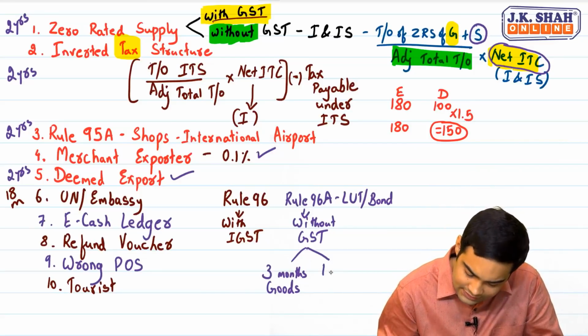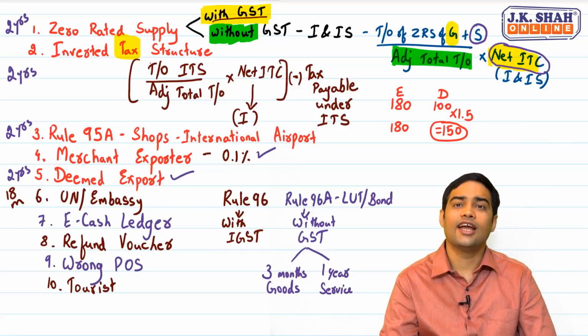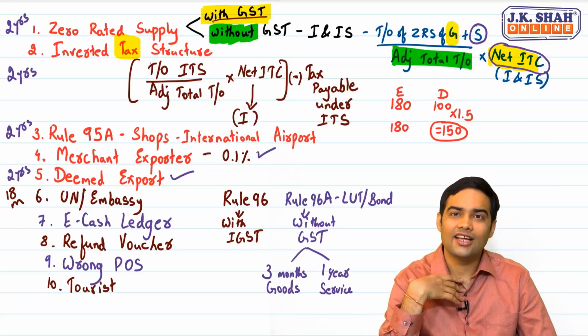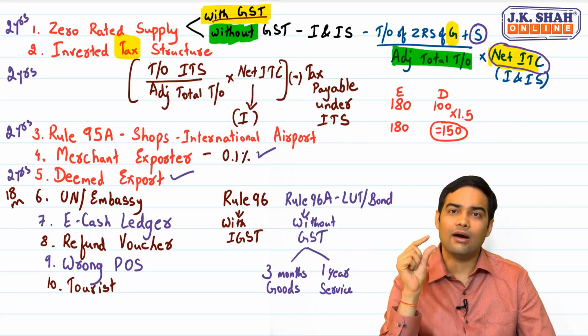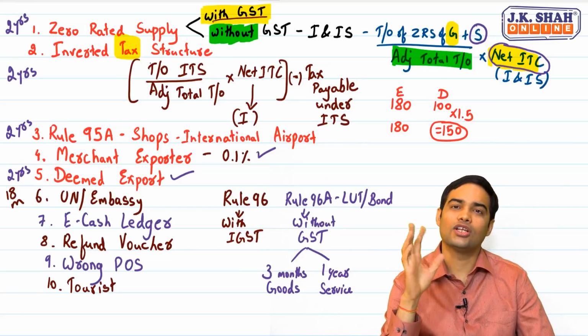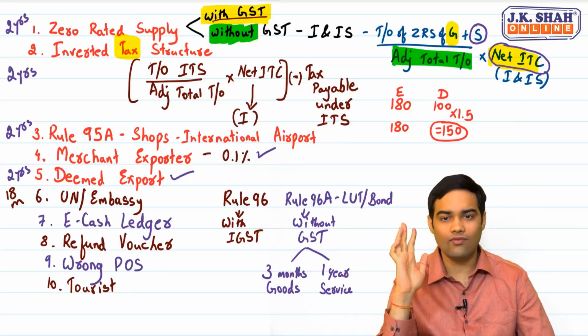For services, the declaration is that I will get foreign exchange within 1 year. If I don't get the foreign exchange within 1 year, in that case, I agree to pay you the amount of GST on such services within 15 days after the expiry of 1 year.